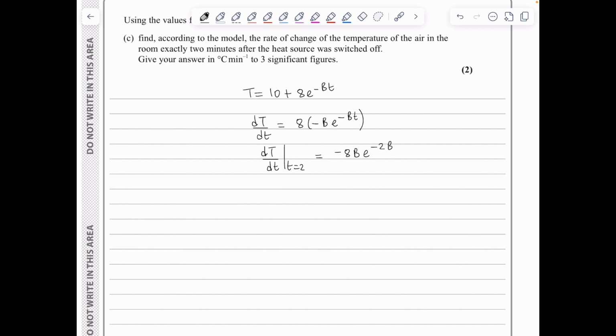We've got the value of b to be 0.00639, so this is minus 8 times 0.00639 times e to the minus 2 times 0.00639. I plug this on the calculator and get an answer of minus 0.0505, and this is degrees Celsius per minute.